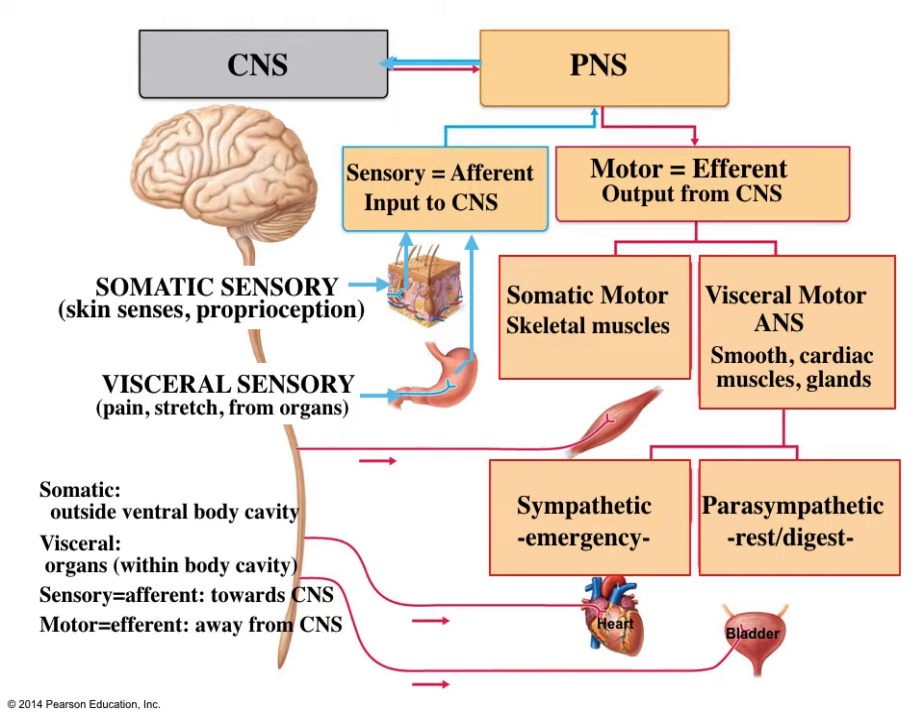The visceral motor division is also known as the ANS, which stands for the autonomic nervous system. Chapter 15, one of my favorites. The ANS, in turn, has two subdivisions. Sympathetic is the emergency mode. Parasympathetic is the rest and digest. ANS, visceral motor, whole chapter just on that.